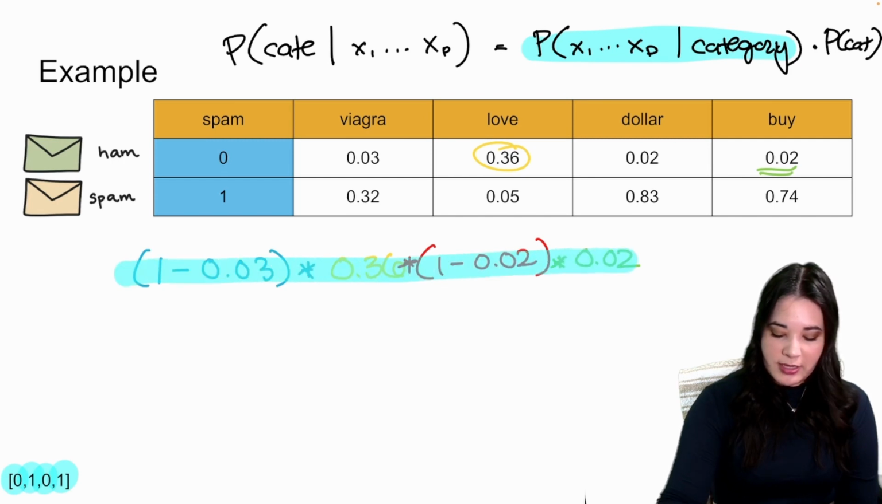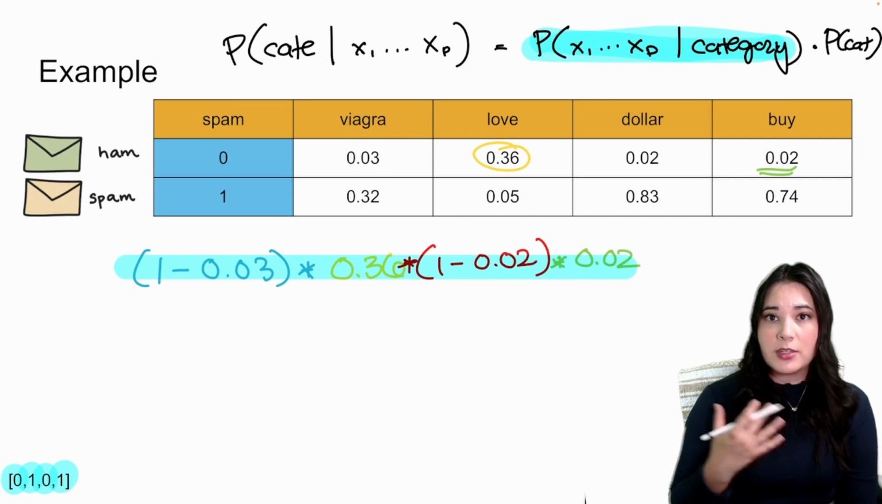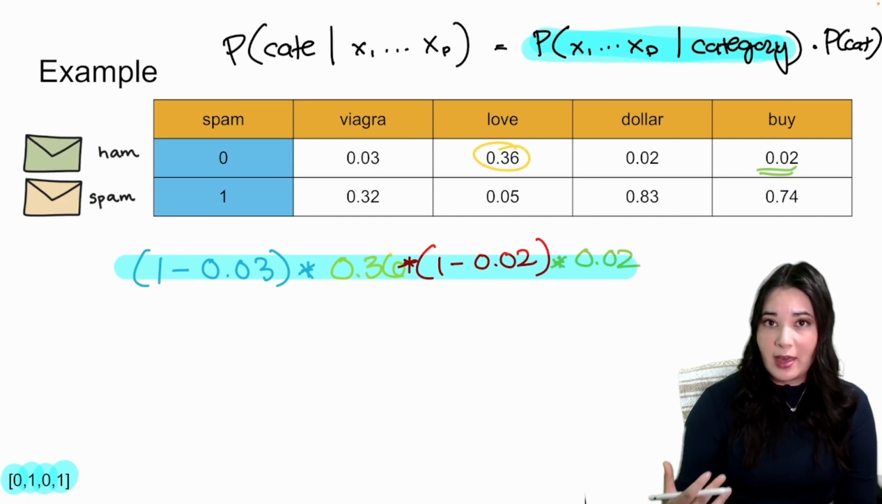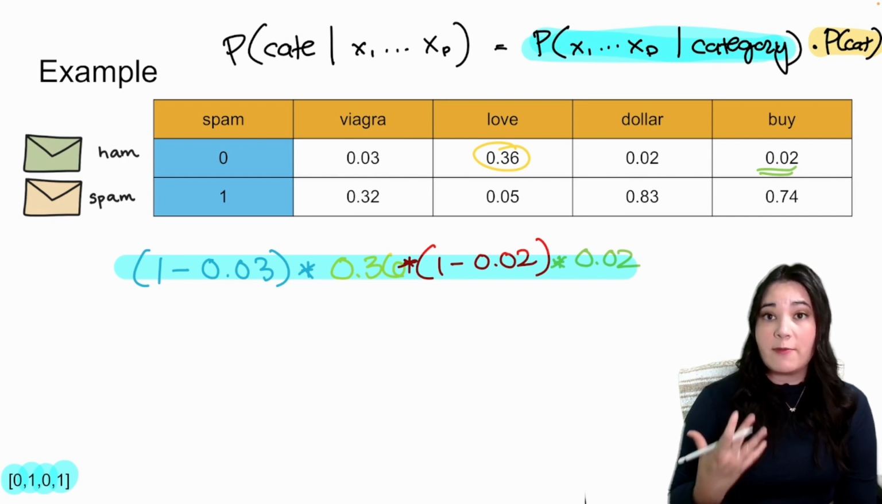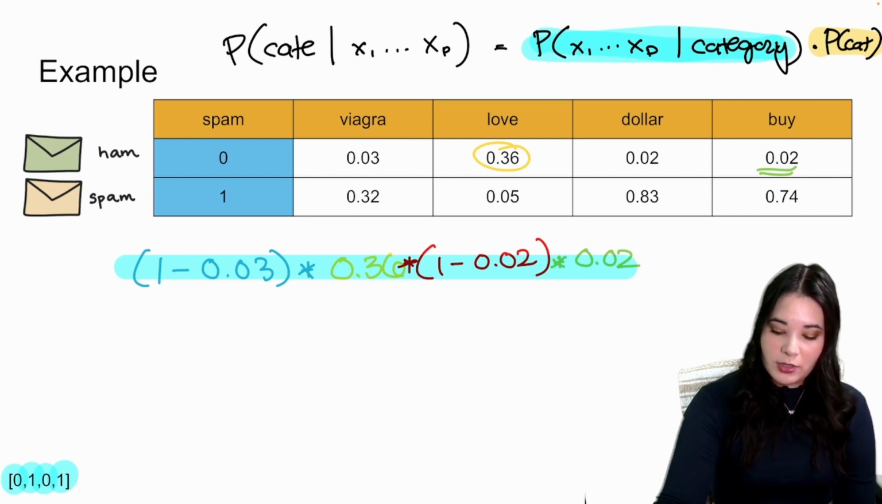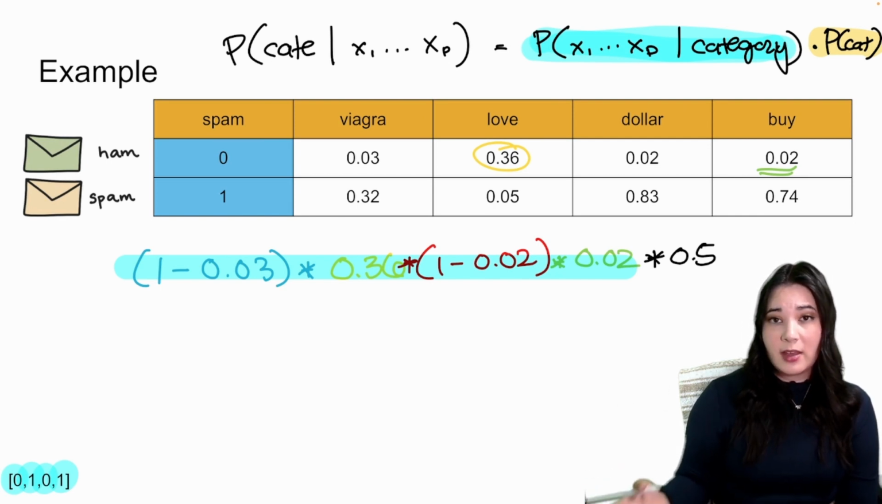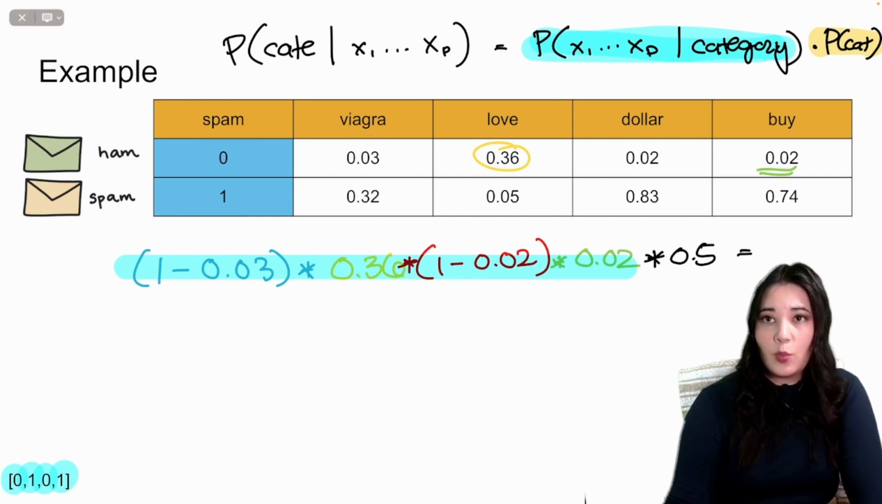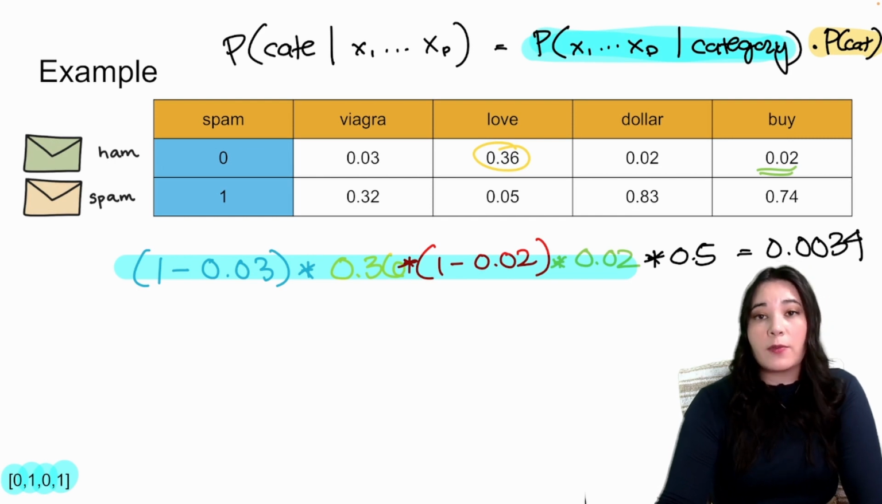This part that we just calculated is this part, the probability of seeing these predictors given we're in the category ham. Now, the last thing we need to do is multiply by the probability of being in that category. In order to do that, we'll just multiply by 0.5 because in this data set, 50% of the emails are ham and 50% are spam. When we multiply all that together, we get about 0.0034. That's our score for a ham email.